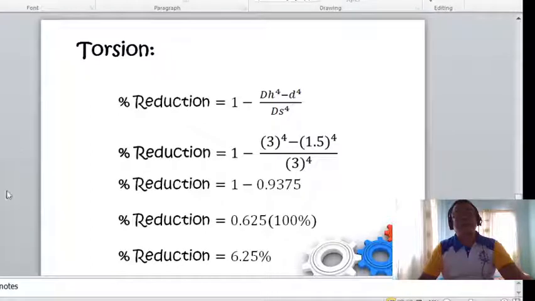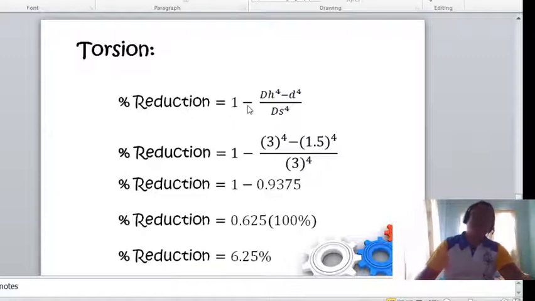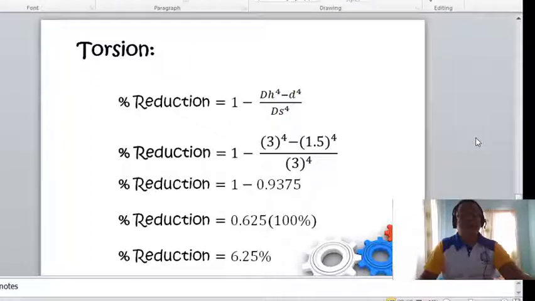Therefore, the percent reduction now is 0.0625. So multiplying it by 100%, the total percent reduction in the strength of the hollow shaft is 6.25%. Okay? So, that is now the answer.